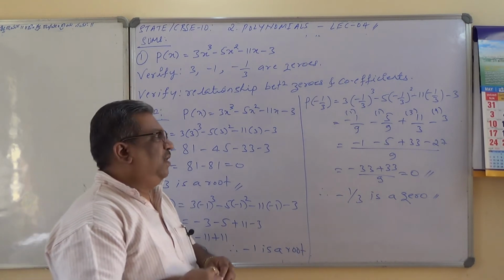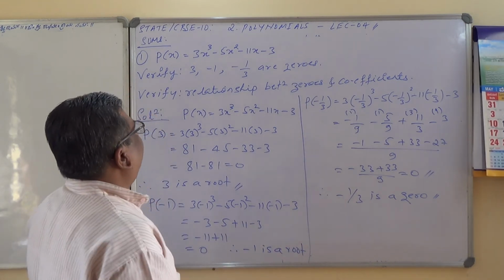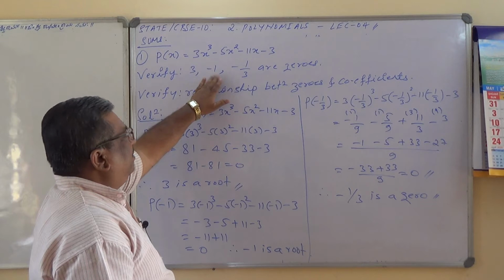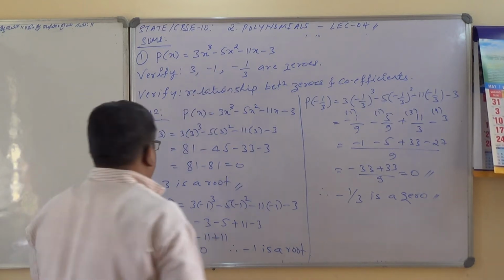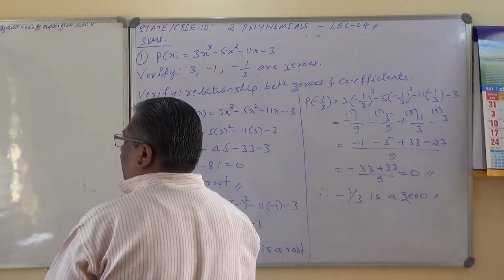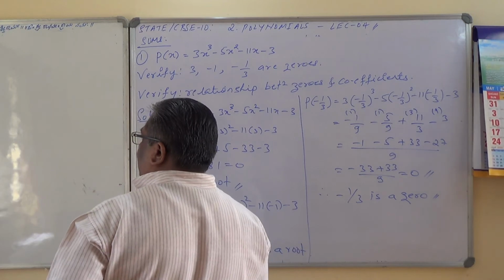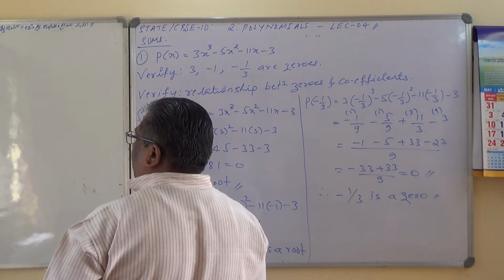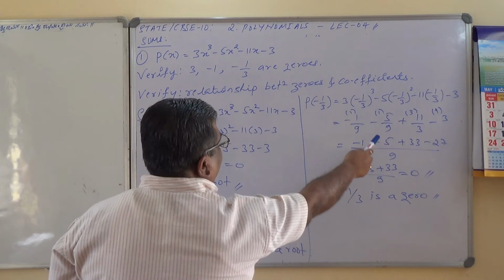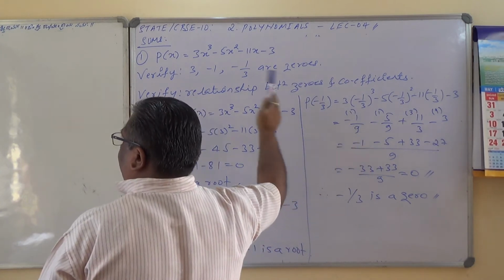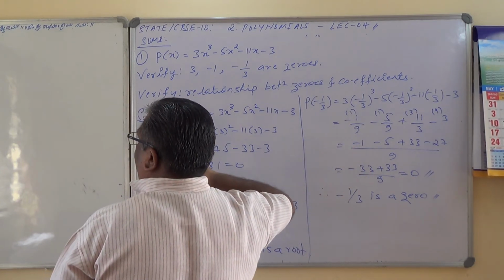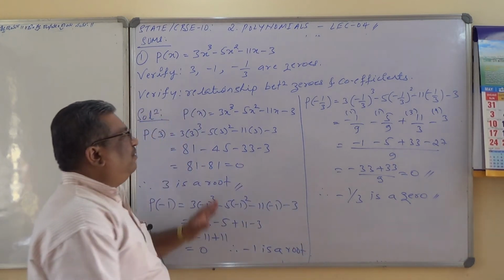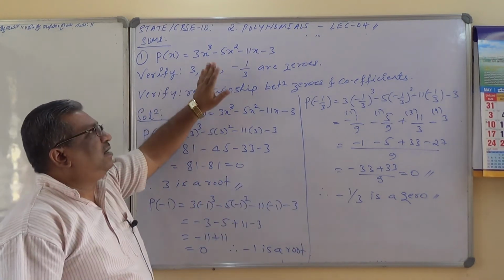Is it right? What we did, what we verified: 3, minus 1 and minus 1 by 3. Let us check the answer. 81 by 81, all these things are, yeah, 1 by 9 minus 5 by 9, 11 by 3, correct, and this is 11 minus 11, correct, all this. So we have verified that all these three are zeros.